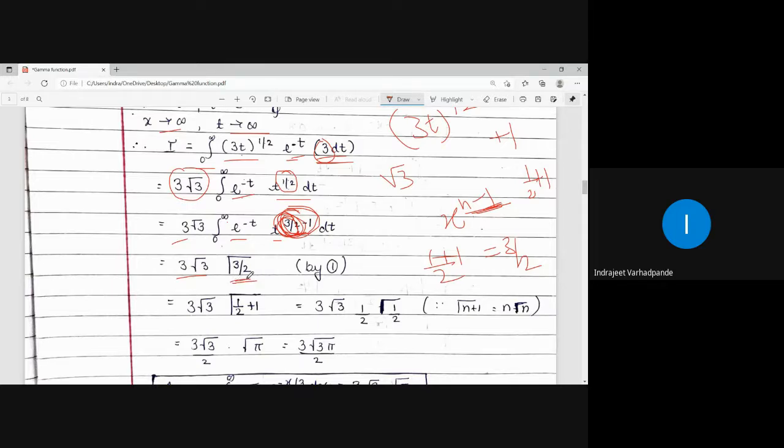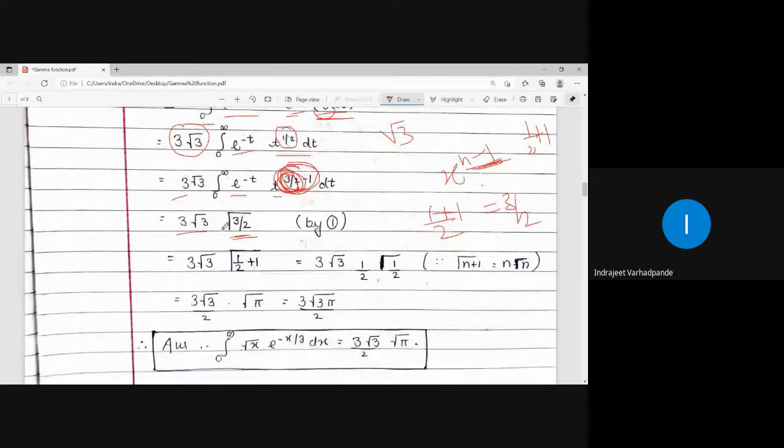But directly I don't have a solution for a fraction. n is always a positive integer, then only I can write n factorial. But I can use the property. What property? 3/2 can be written as half plus 1, that is gamma n plus 1. What is the property? Gamma n plus 1 is n gamma n. So half plus 1, when you simplify, is half gamma half.